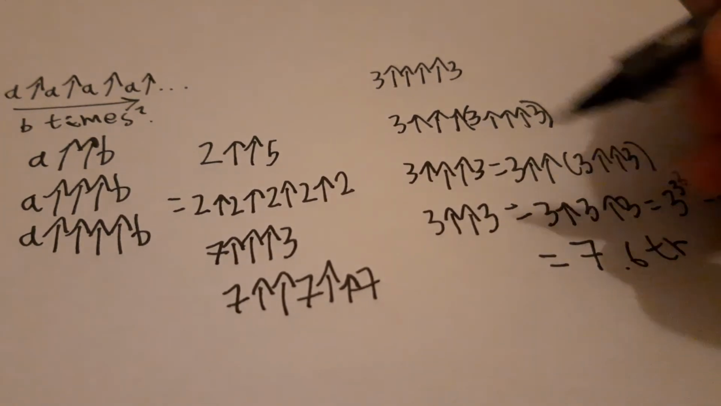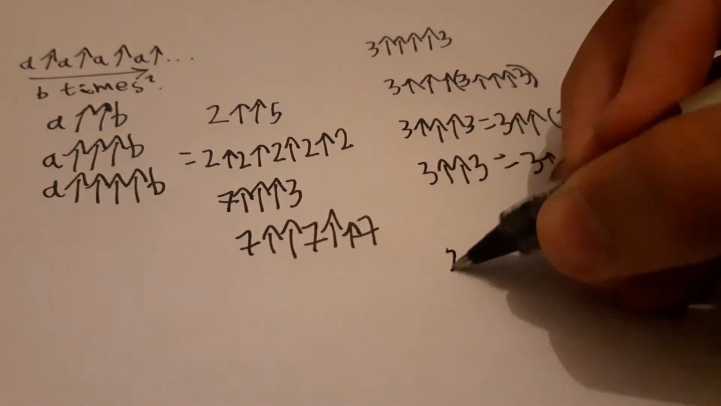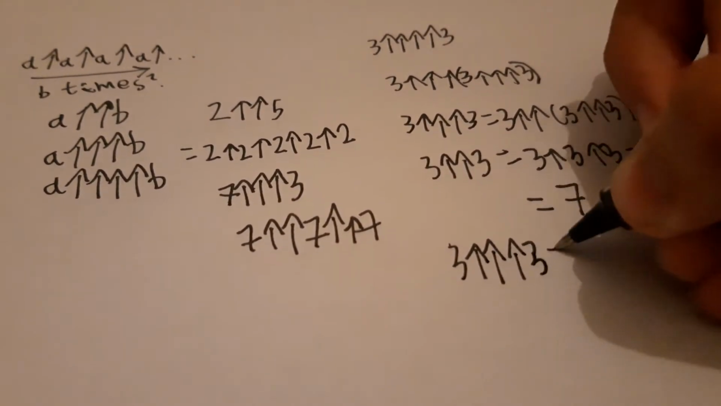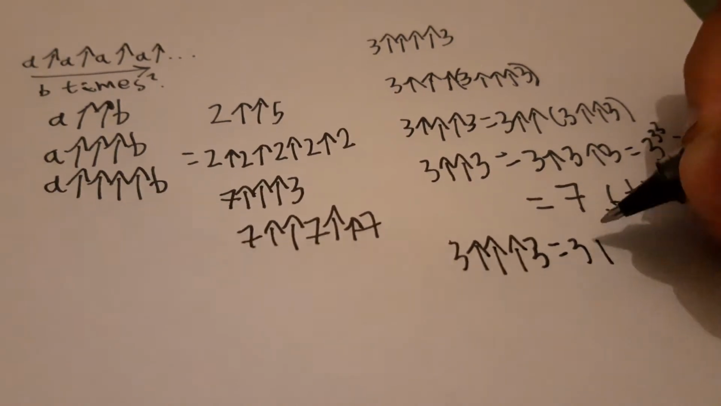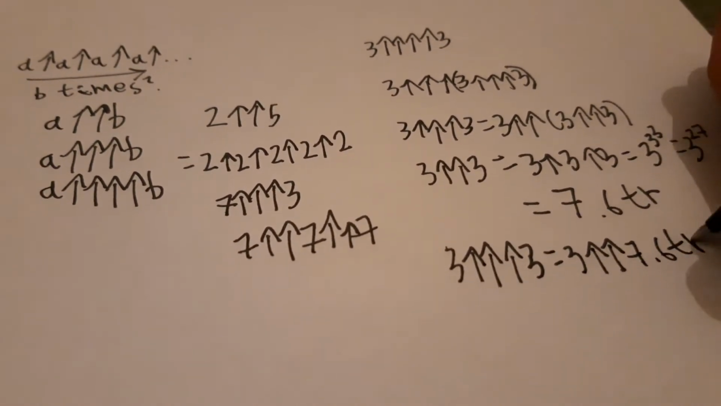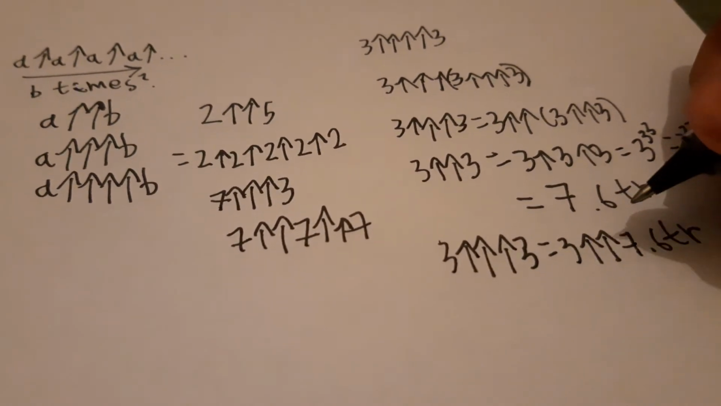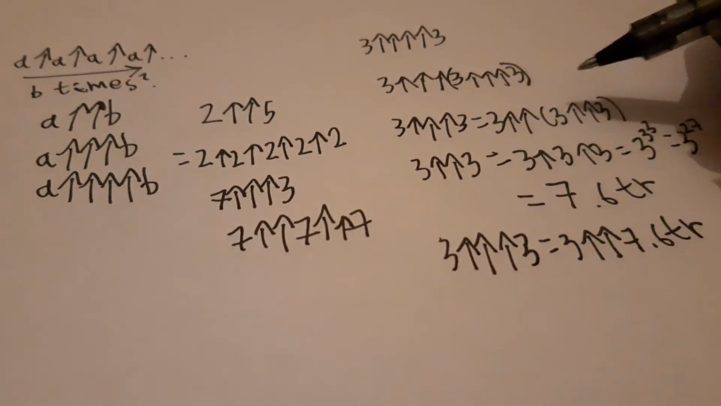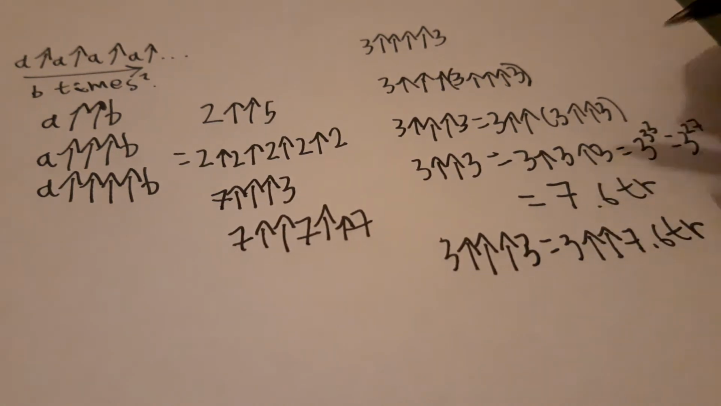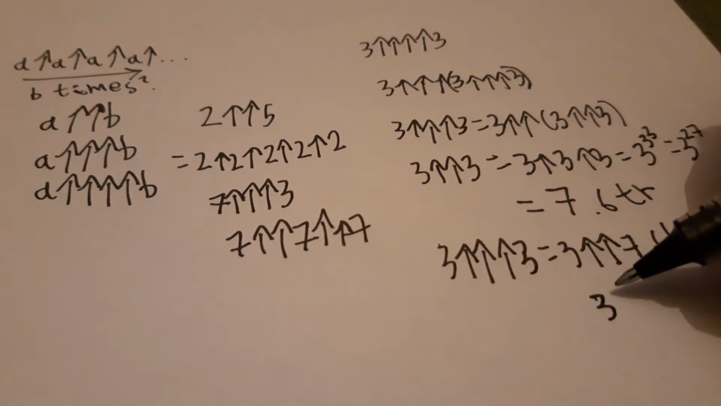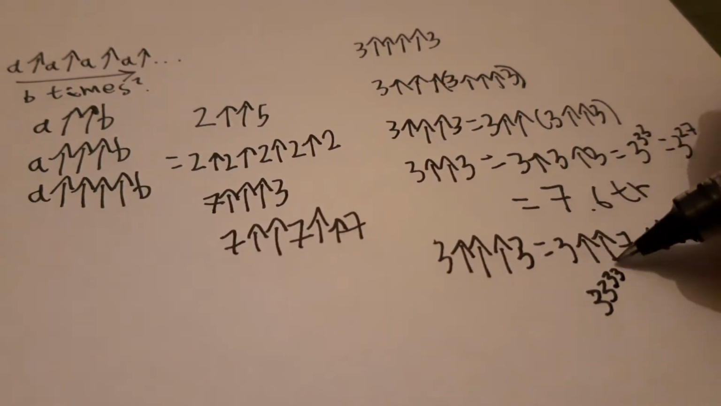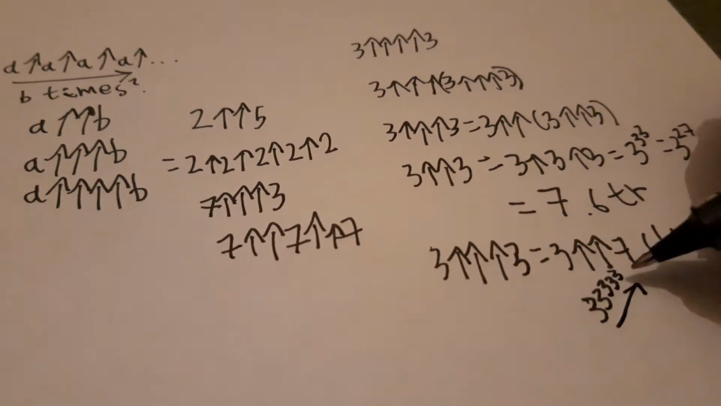So, now let's go back to 3 triple arrow 3, which equals 3 double arrow 7.6 trillion, because 7.6 trillion is 3 double arrow 3. So 3 double arrow 3 double arrow 3 is 3 double arrow 7.6 trillion, which means 3 to the power of 3 to the power of 3 to the power of 3. I'll write it normally here, because that's how it's normally written. Keep going.